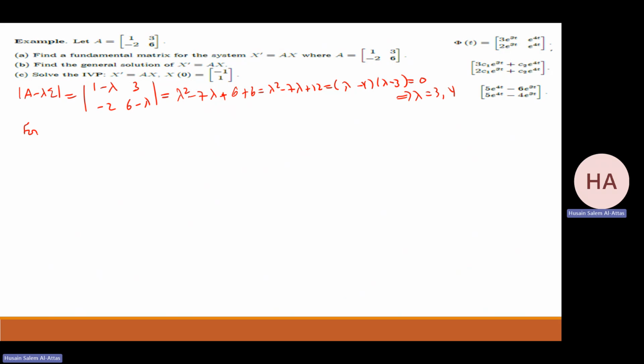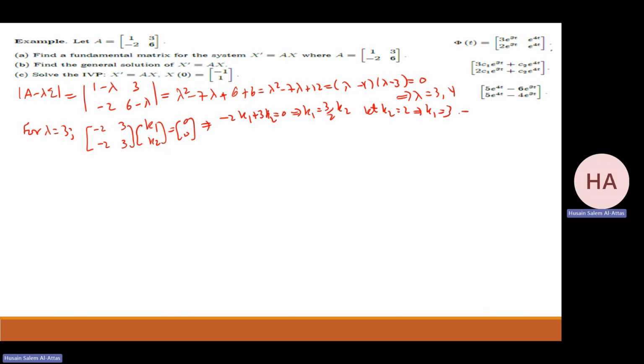Now for lambda equal 3, I need to find the eigenvectors. I have 1 minus 3, that is minus 2, 3, minus 2, 3, times k1, k2 equals 0, 0. I think we did it many times. I have clearly one equation, so k1 equals 3 over 2 k2. Let k2 equal 2, so k1 will be 3. So v1 is (3, 2), and x1 will be (3, 2) e^(3t).